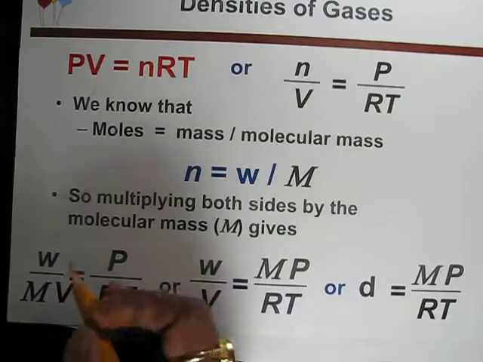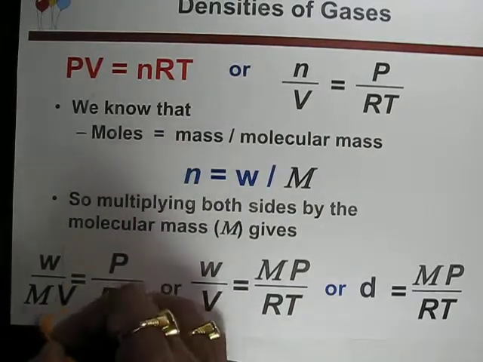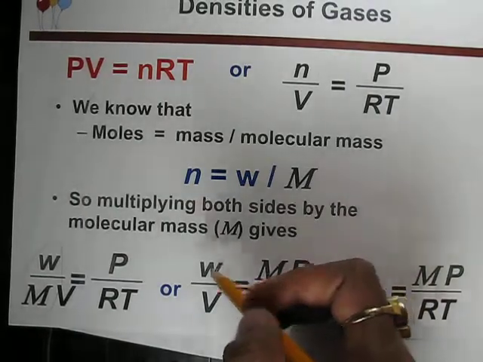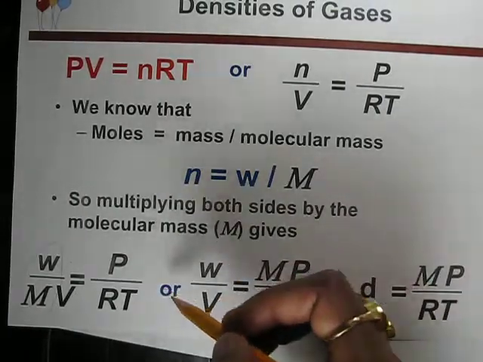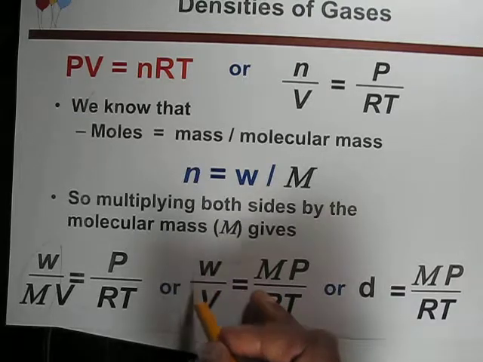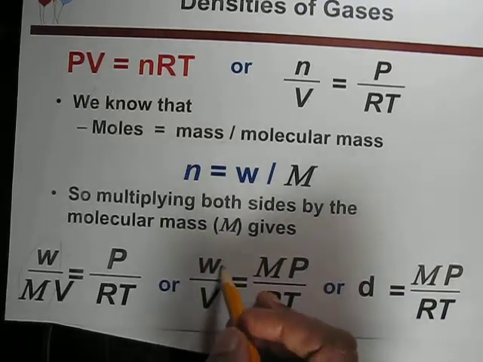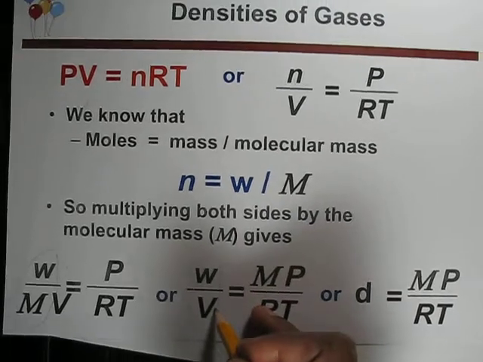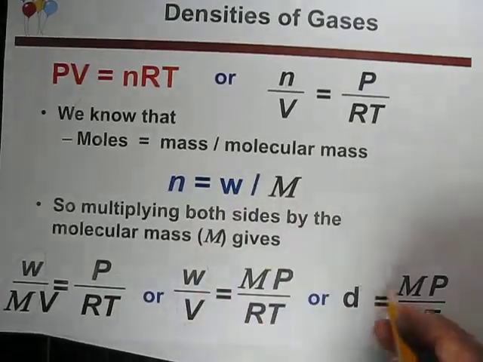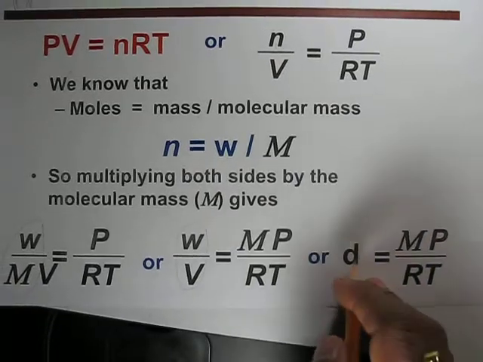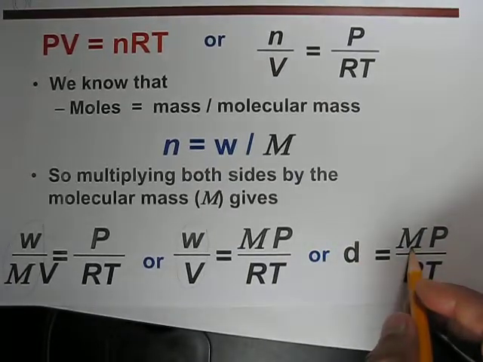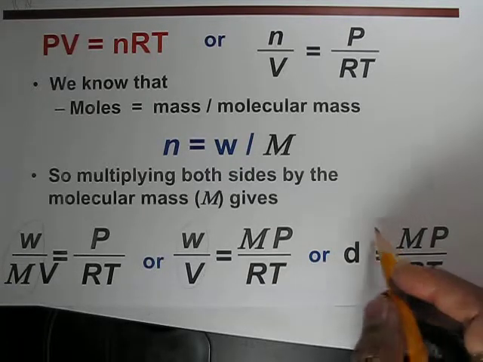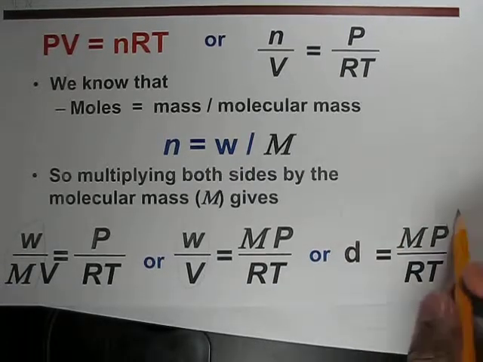We can write W over M, which is small n, the number of moles, and then once we separate this, W over V, mass over volume, is the density. So we can calculate the density, which is equal to M, the molar mass, times P, the pressure, over R, the gas constant, times T, the temperature. So this is the equation for the density.